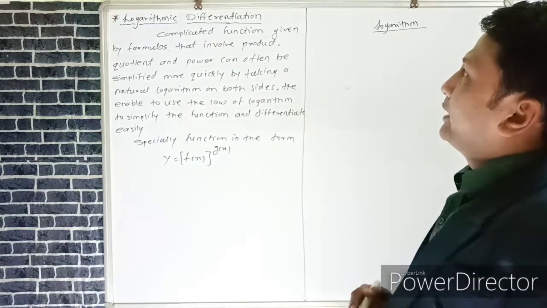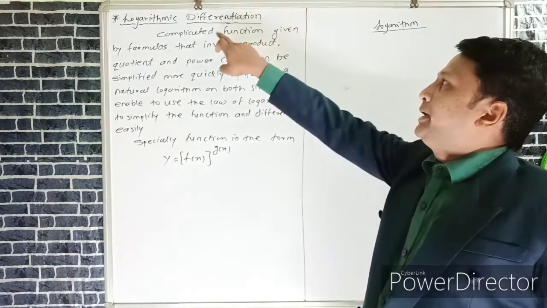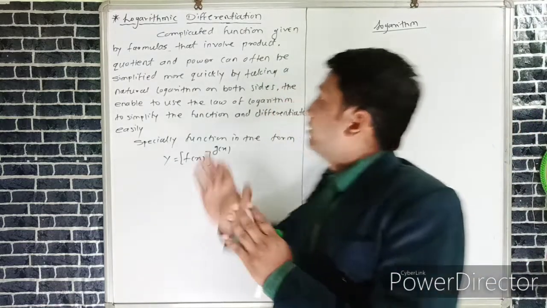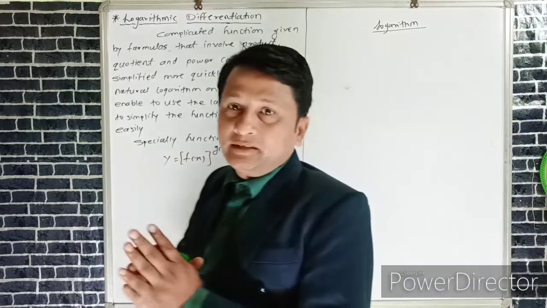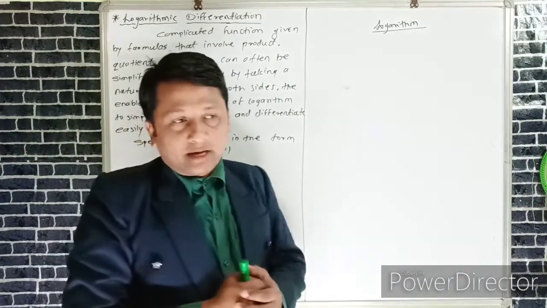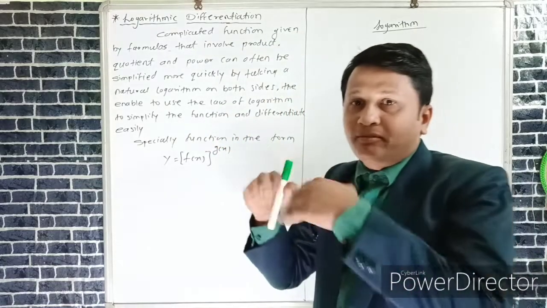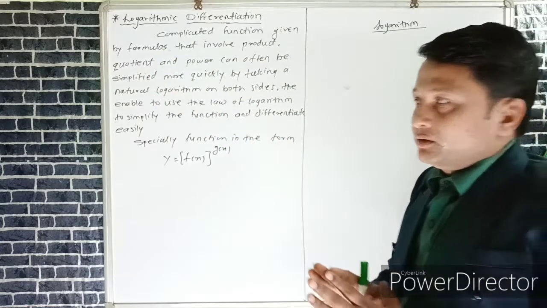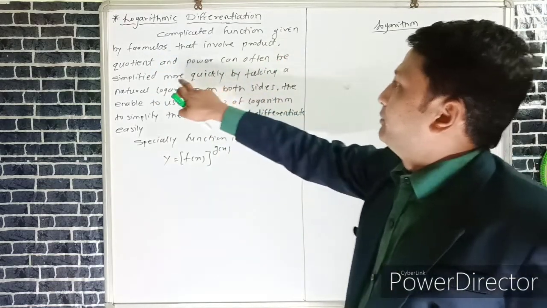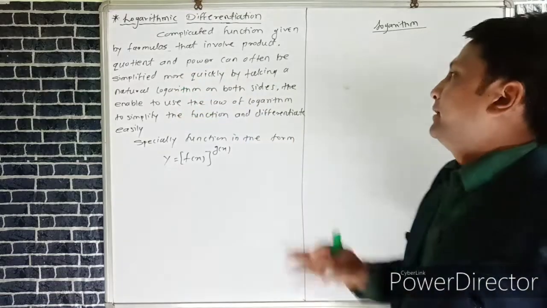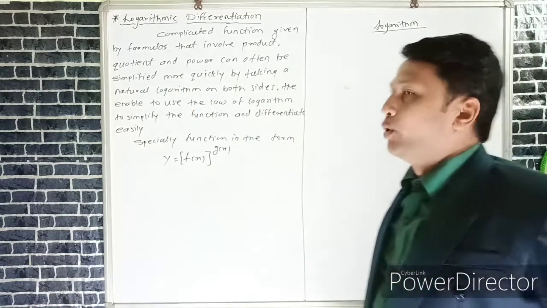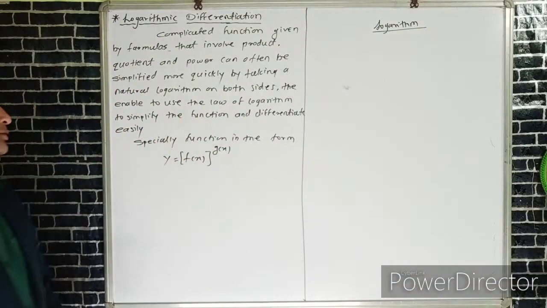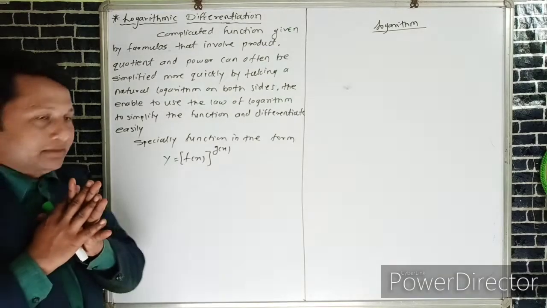Here, logarithmic differentiation means a complicated function given by formulas that involve products, meaning two functions given in multiple forms, and quotients and powers, can often be simplified more quickly by taking a natural logarithm on both sides. They enable us to use the laws of logarithm to simplify the function and differentiate easily.